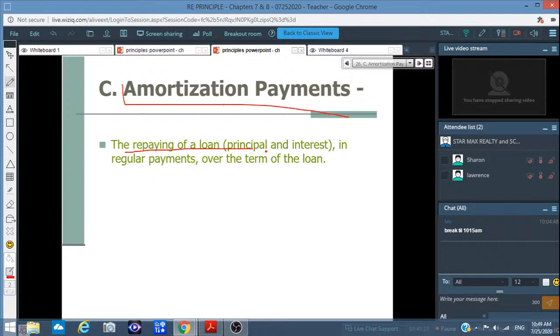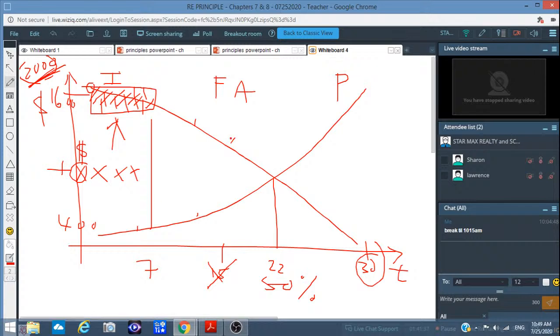Okay, amortized payments. The repayment of a loan, principal and interest, okay, in regular payment over the term of the loan. This is what we have before, right? Every month, $2,000 for 30 years. But inside, the interest and the principal fluctuate, vary, okay, proportionally, okay? And then it flips over at the 22-year mark and 50% of your loan is paid off.